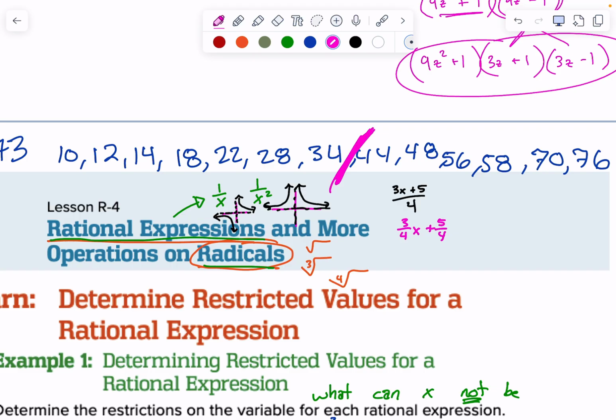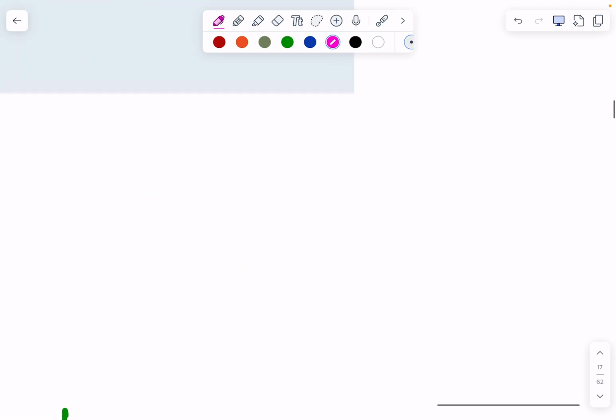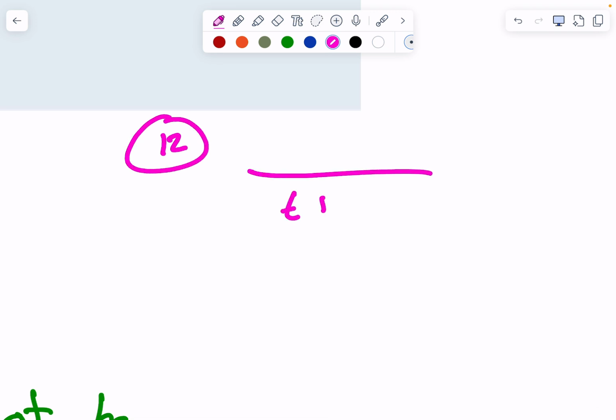I'm still recording. I'm gonna put it over here. Number 12, read me the top part. It's T squared plus 16 over T on the top. Okay, what can T not be? So here's the deal. I don't want this bottom to be equal to 0, right? And if I do that, I subtract 16, right?